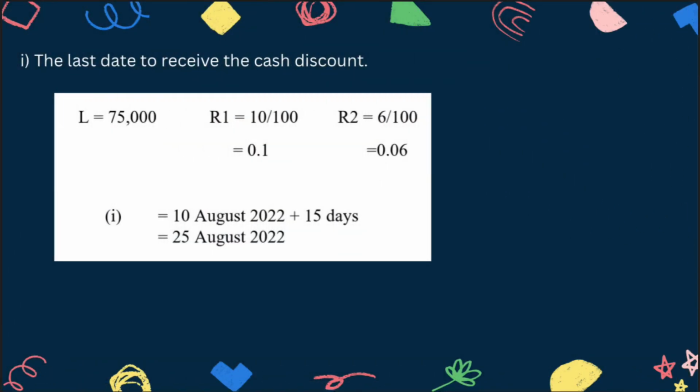First, we need to list down important things such as list price, which is 75,000. After that, we need to find rate 1 and rate 2. To find rate 1, we need to calculate 10 divided by 100 and the answer is 0.1. And same goes to rate 2. We need to calculate 6 divided by 100 and get 0.06. For the first question, we need to add 10 August with 15 days, because the question has stated that cash discount terms are 5/15, n/30. And the answer is 25 August 2022.